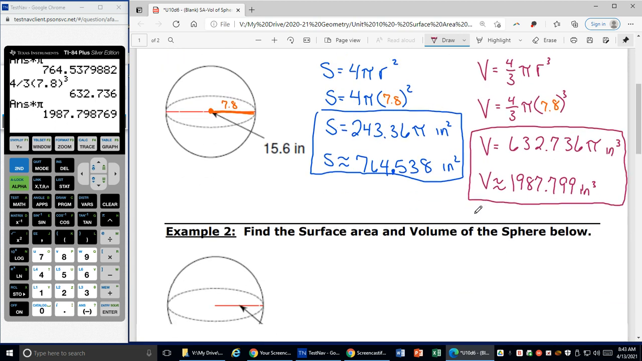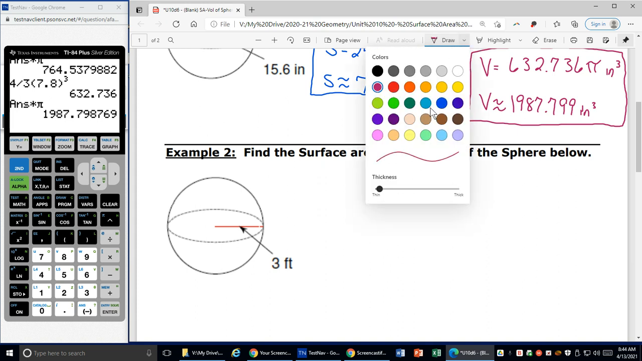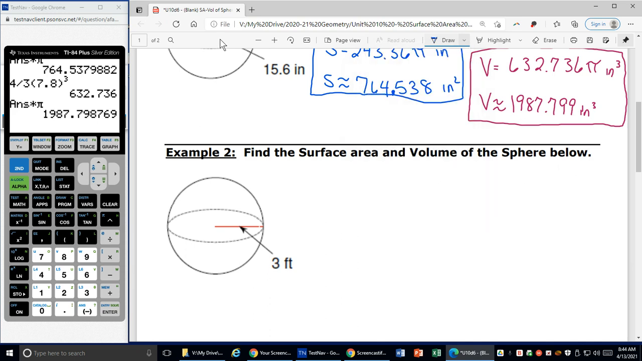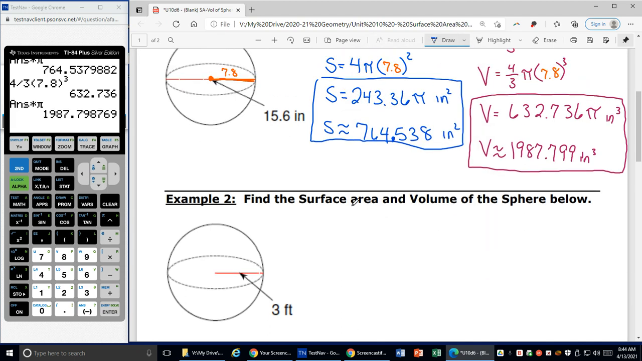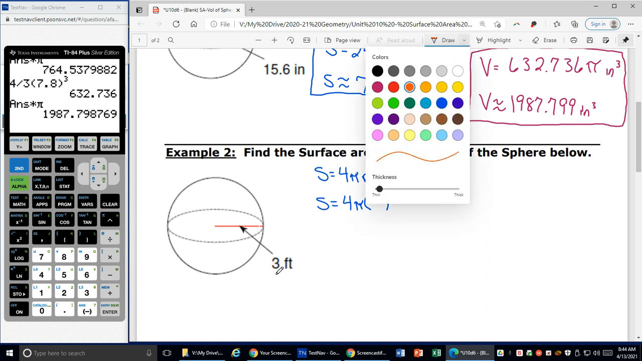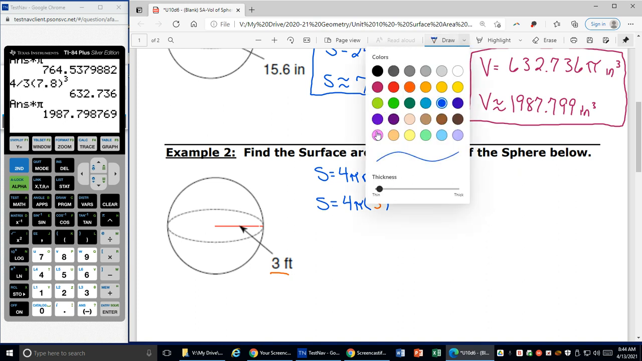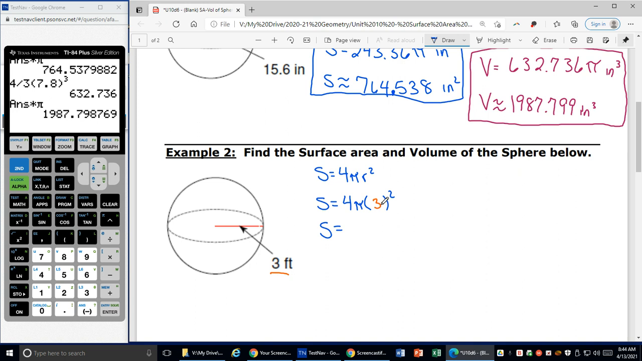Okay, let's look at one more. Find the surface area and volume of the sphere below. So my formula for surface area is 4 pi r squared. My radius here, we can see in the picture they've already given to me, it is 3. So 4 pi r squared, 3 squared is 9, and 9 times 4 is 36 pi.